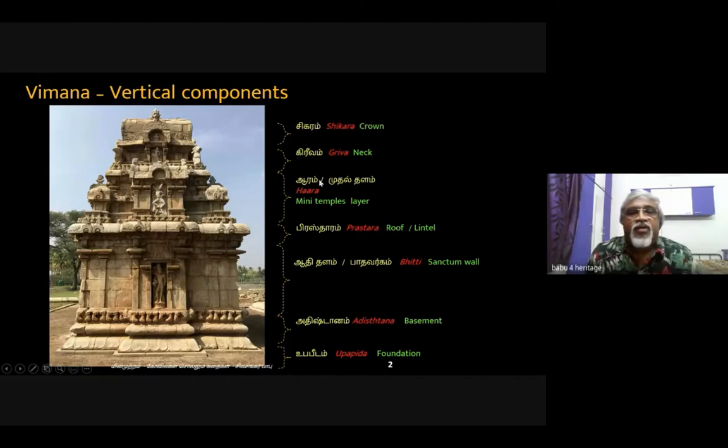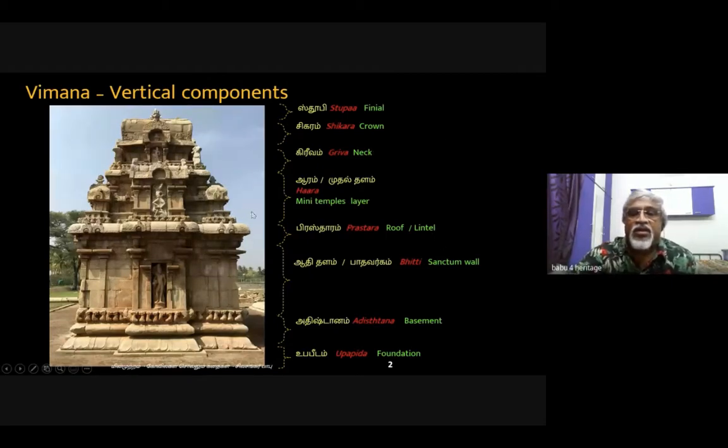So on top of Griva, we have the Shikara, which is a crown which can be in multiple shapes. And on top, there is a Stupi. So these are the basic vertical components of any temple. It is called Shatanga.